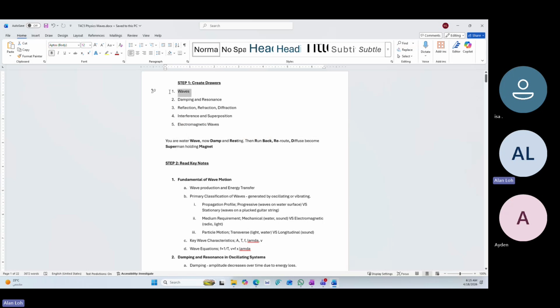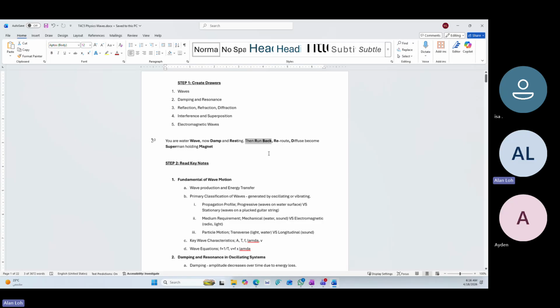You are a wave, you are a water wave. So drawer number 1 is wave, and now you are damp, you are wet, and you are resting. So drawer number 2 is damping and resonance. Third, you run back, reroute, and diffuse. Reflection, right? Reflection, run back. Reroute, refractions. Diffuse, diffractions, right? And run back is also, you can associate with reflect, right? You are reflecting, that means you are reflected, so it's like run back.